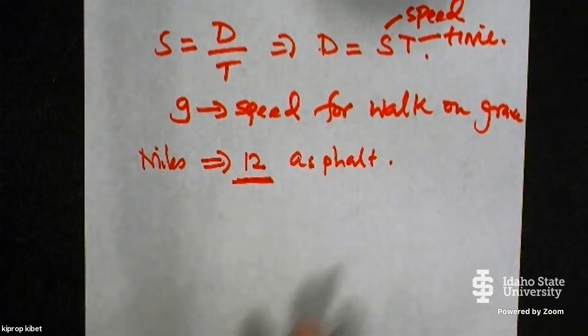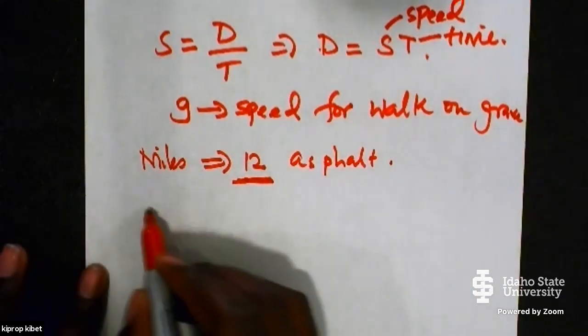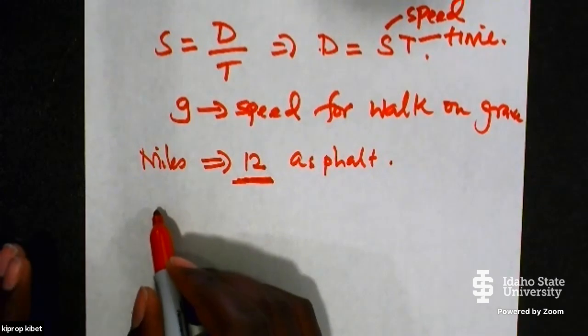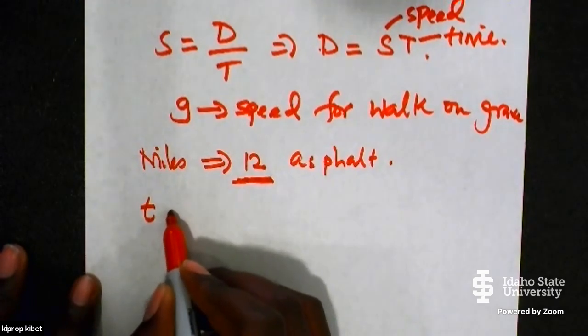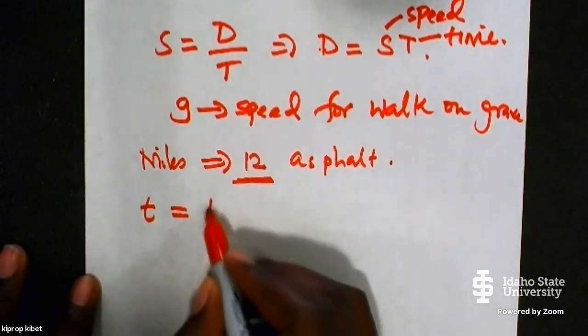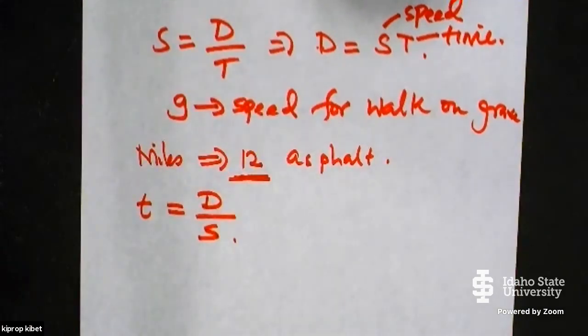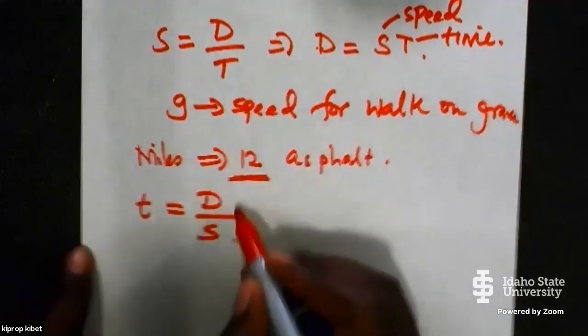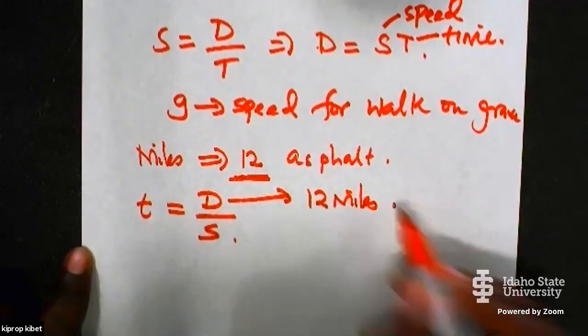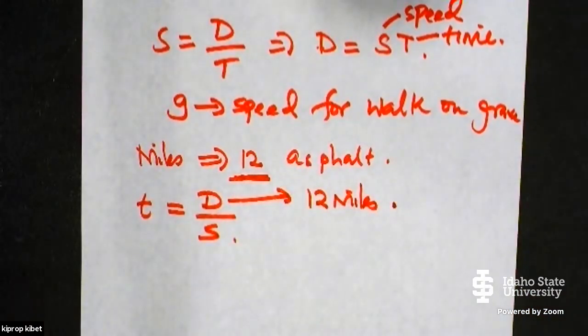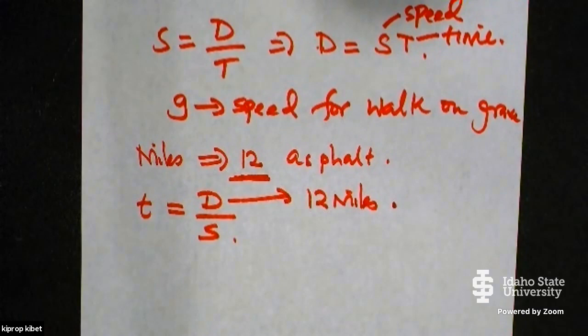So here, we are given the distance. So what are we looking for? Let's say we are looking for the time. The time is the same as distance all over the speed. So we have the distance here as 12 miles. And then the speed on the alpha, it works 2 miles per hour faster than on the gravel.